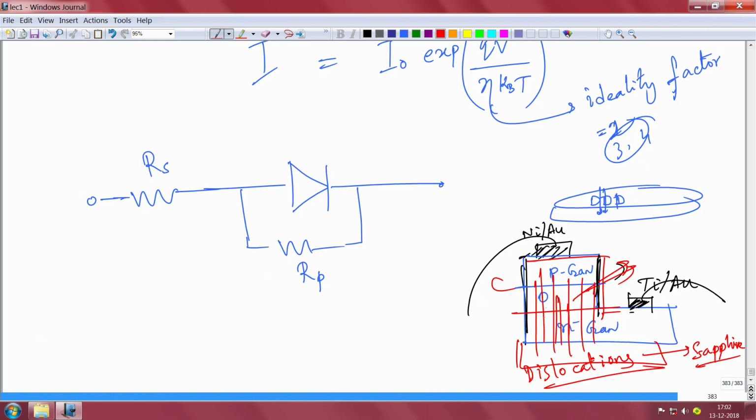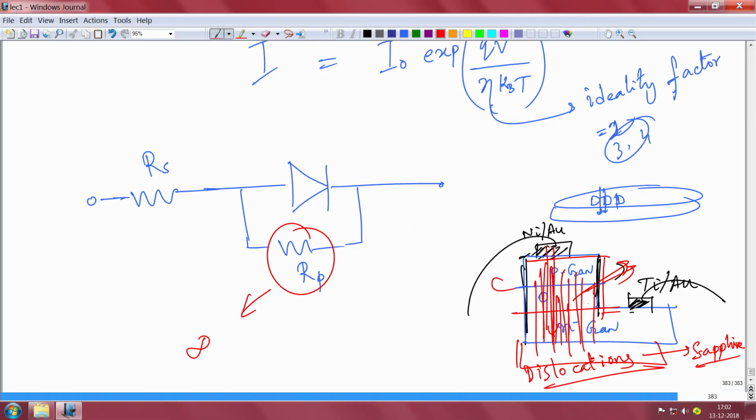Because of these dislocations, you can have leakage through them even if you have a reverse bias. Ideally your device should not leak, but it will leak because of these dislocations. You can think of these as parallel leakage paths that will always occur. That is captured by this. Ideally you would like this to be infinity, meaning the parallel path should have infinite resistance, which means they should not be there.